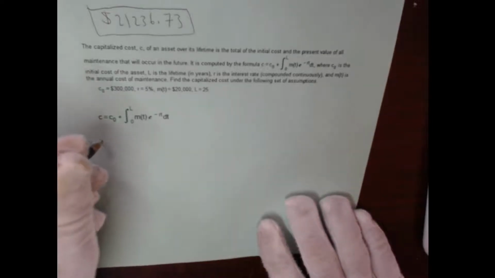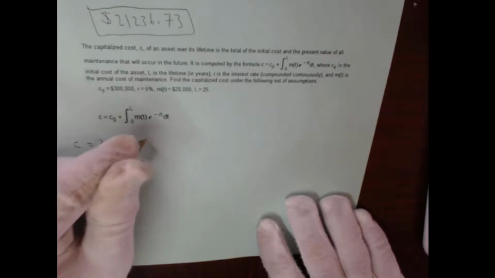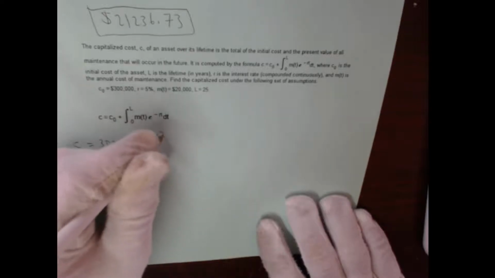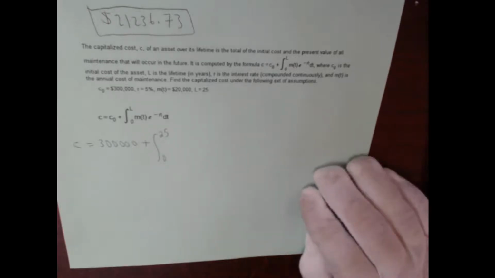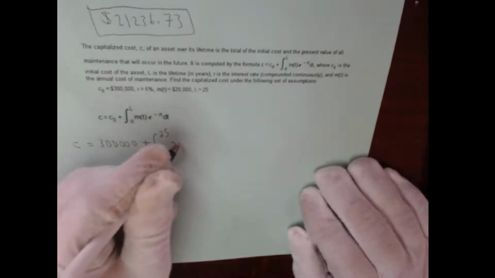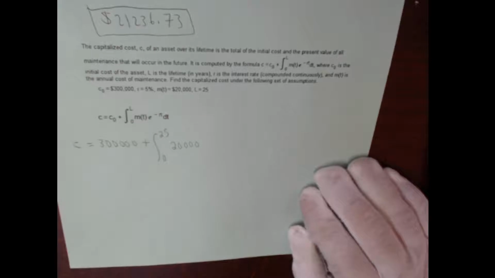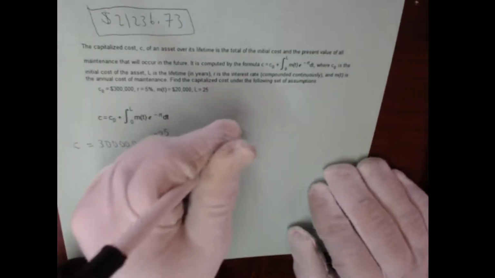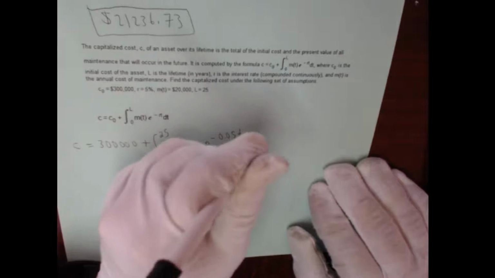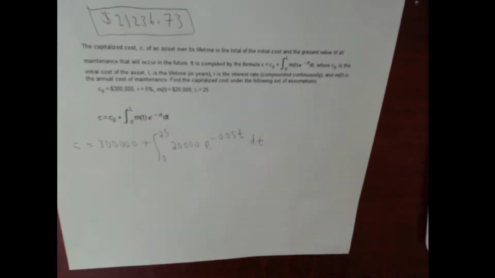C is equal to 300,000 plus the integral from 0 to 25. The lifetime of the thing is 25 years. Our function is just 20,000. Remember that a function can be a number, a constant, so that's okay. Times e to the negative 0.05t. And we're going to take the integral of that with respect to t. So that's all we have to calculate right there.